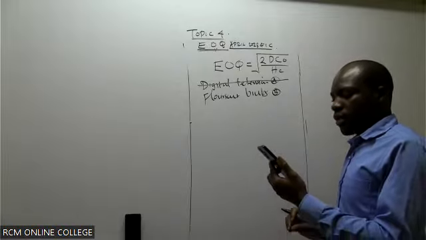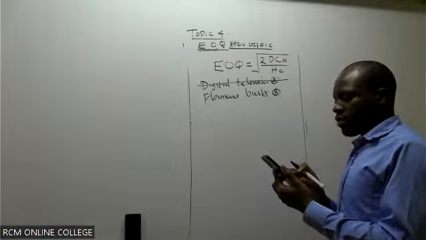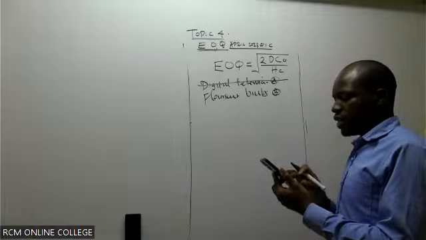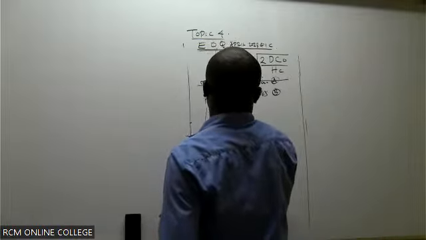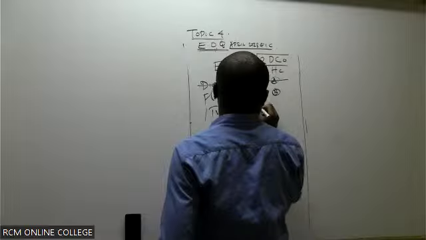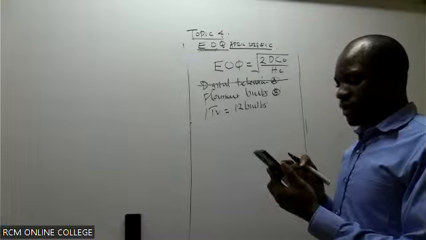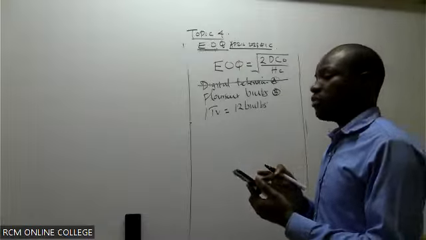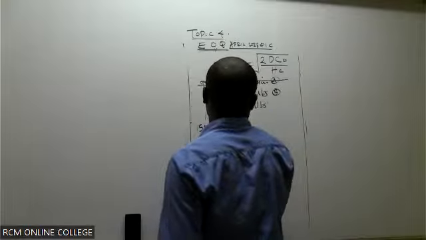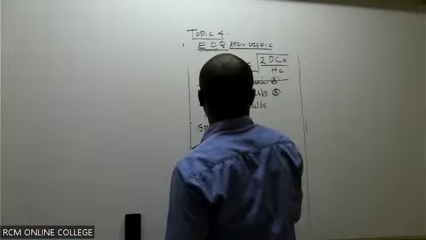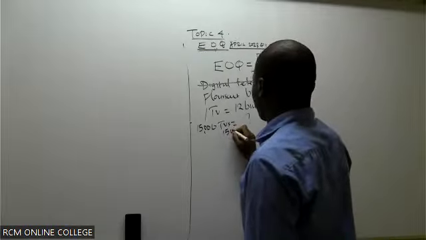So let's see. The main component in making digital television is the fluorescent bulbs. For each digital television manufactured, 12 bulbs are required. One TV is equivalent to 12 bulbs. Now, the company manufactures 15,000 digital televisions per year. 15,000 televisions will be equivalent to how many bulbs? That's what we need to start with.